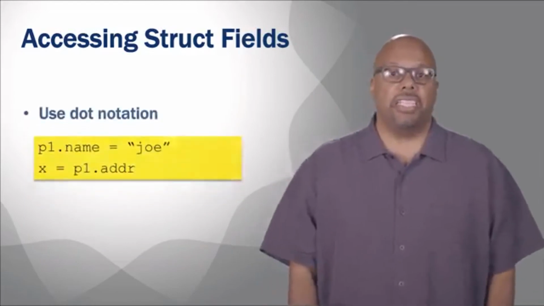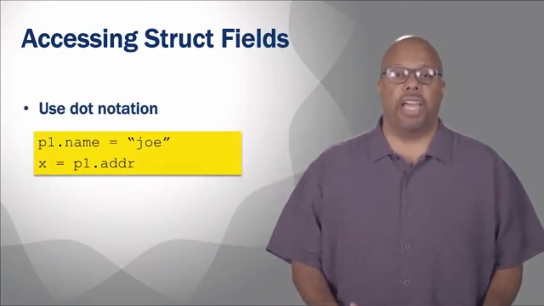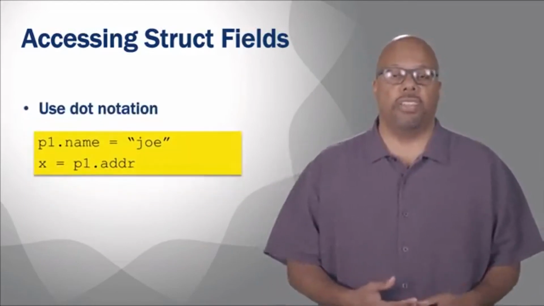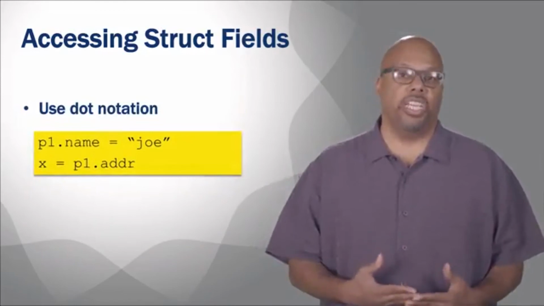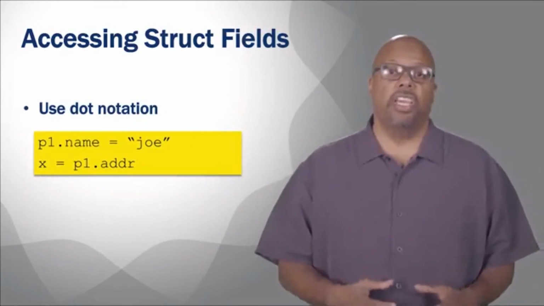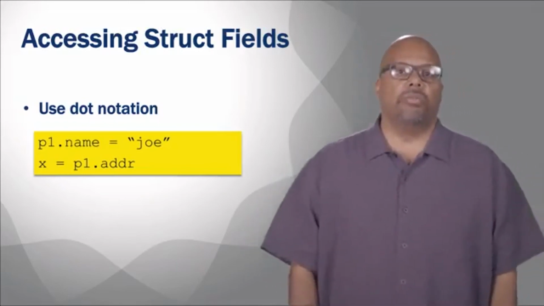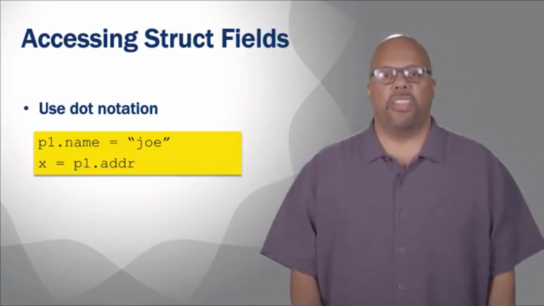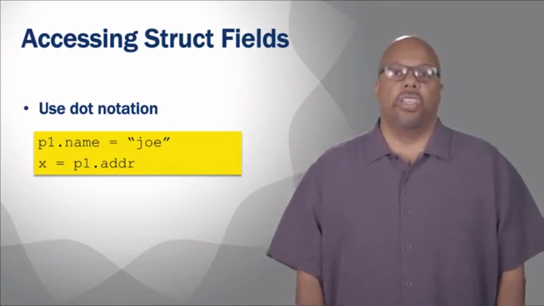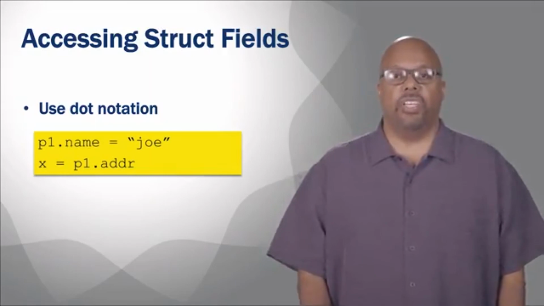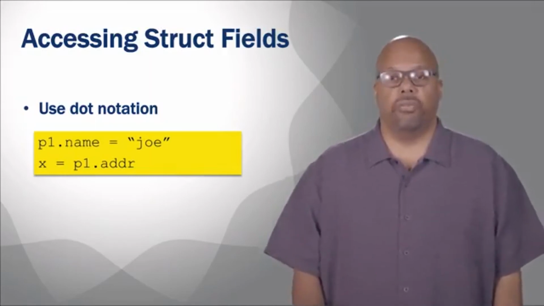So if I want to access the fields of the structure, by access I mean read from them or write to them, change them, I use dot notation. This is not like with arrays. With arrays, you use the square brackets and use an index. You use dot notation here. So p1.name, if I want to assign that to Joe, I can say p1.name equals Joe. And that will assign the name field of p1 to the string Joe.